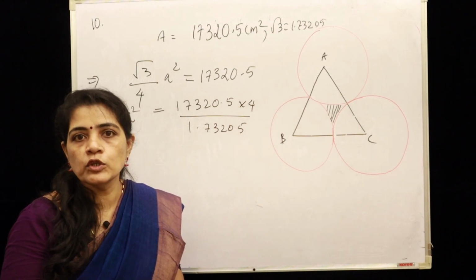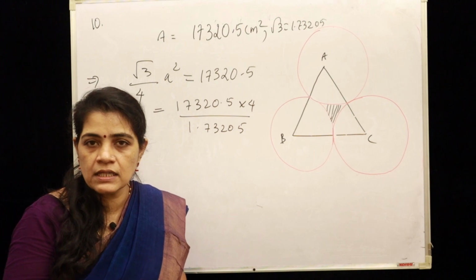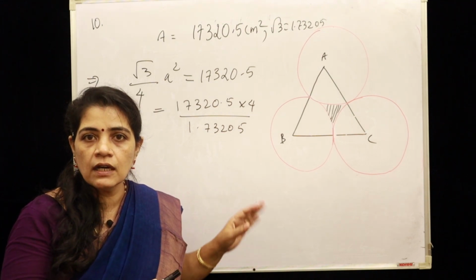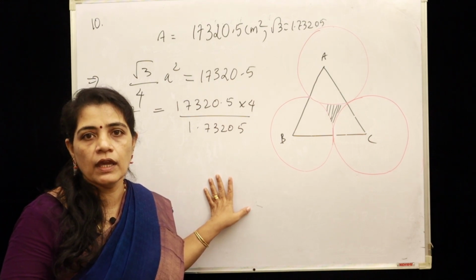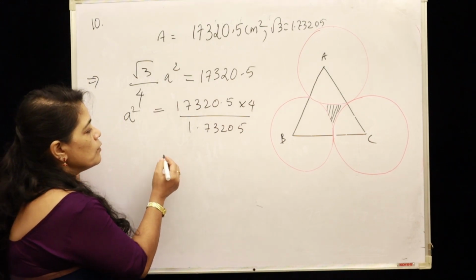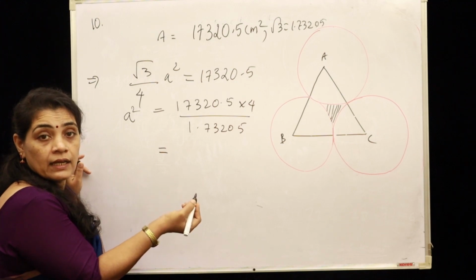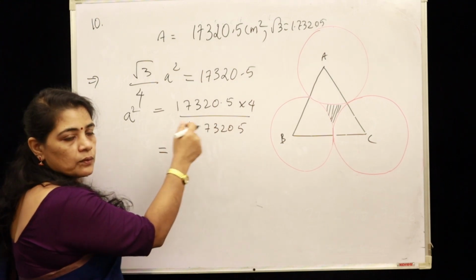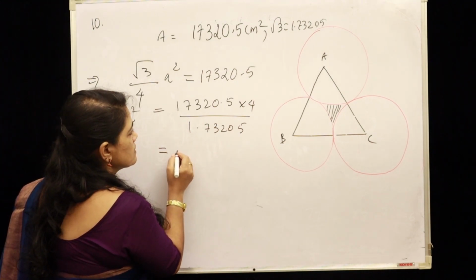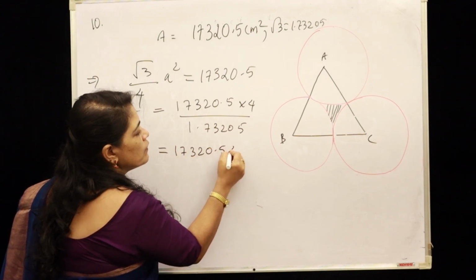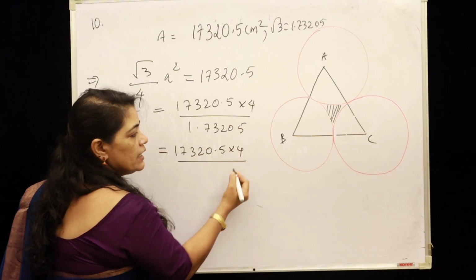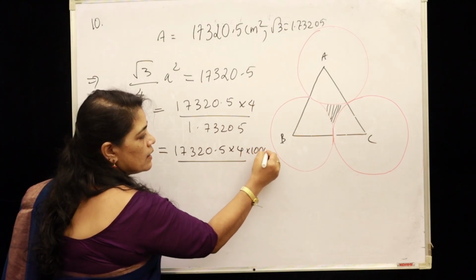Okay, that is what I am going to do in the next step. The idea is clear, children. Why? Because here the decimal number comes in the denominator. So that is why I am going to multiply with 1 lakh, because there are 5 decimal places. So 1732.05 into 4 divided by 1 lakh.